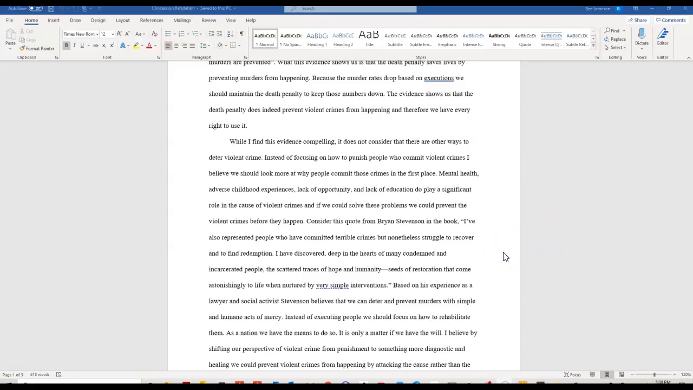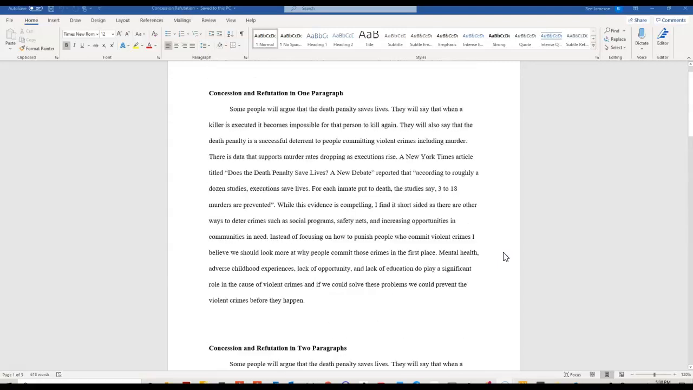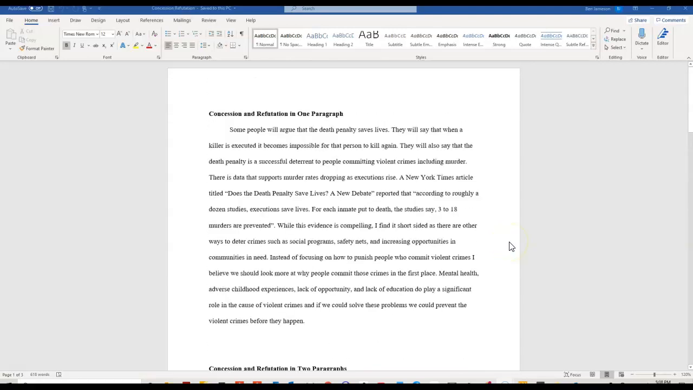So let me go over this. Let me read these over for you and see if it will help make more sense. So here's a concession and refutation in one paragraph. Some people will argue that the death penalty saves lives. They will say that when a killer is executed, it becomes impossible for that person to kill again. They will also say that the death penalty is a successful deterrent to people committing violent crimes, including murder.